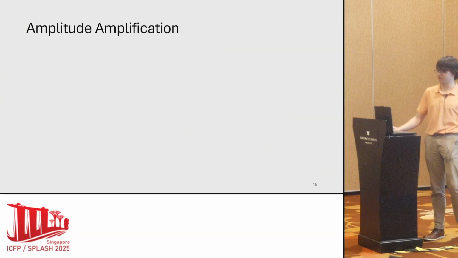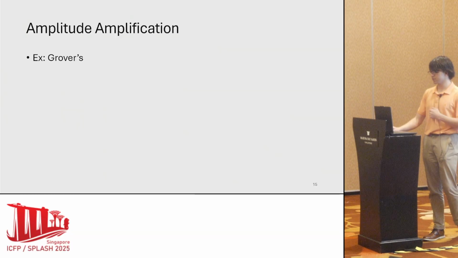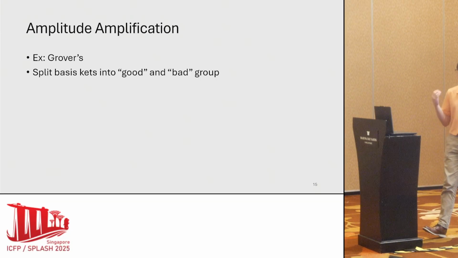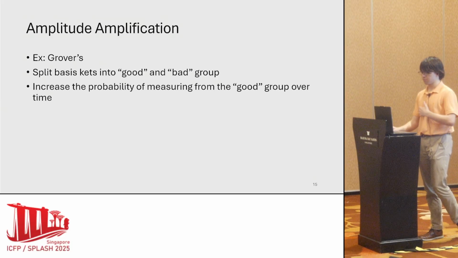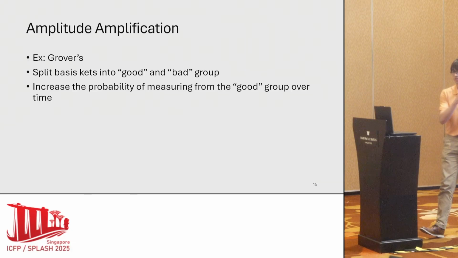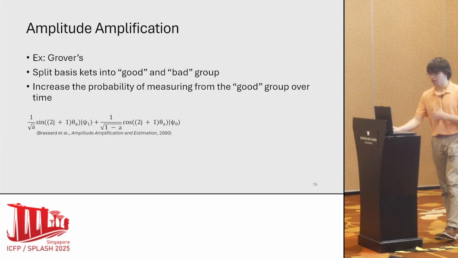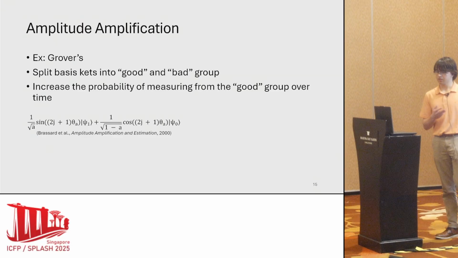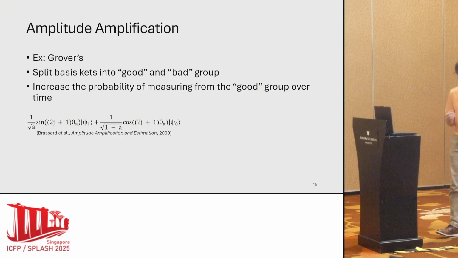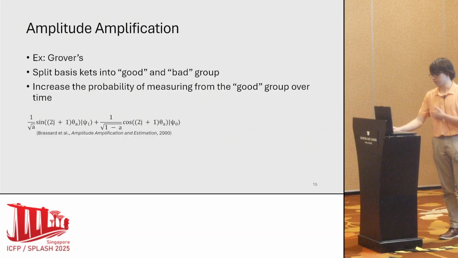What is amplitude amplification? An easy example of this is Grover's, where we're splitting basic kets into a good and a bad group. Essentially, amplitude amplification problems work by increasing the probability of measuring from the good group and decreasing the probability of measuring from the bad group over time. This requires constant or multiple applications of the quantum circuit. An example of what the semantics look like comes directly from the original paper, Amplitude Amplification and Estimation. This is what amplitude amplification problems essentially look like in practice.